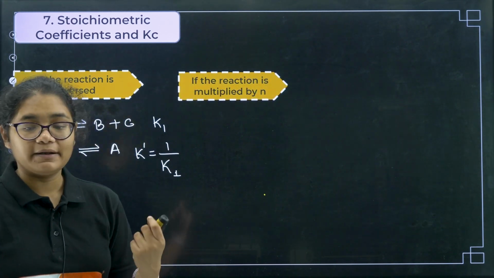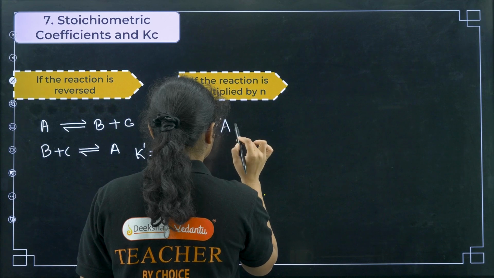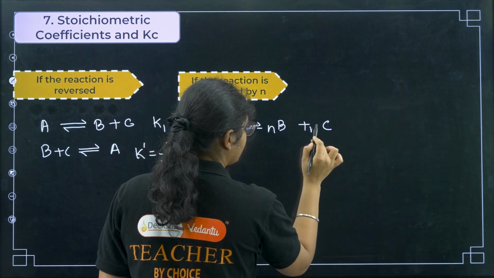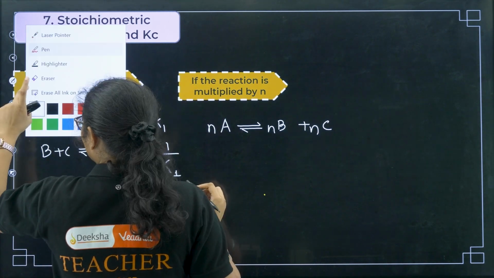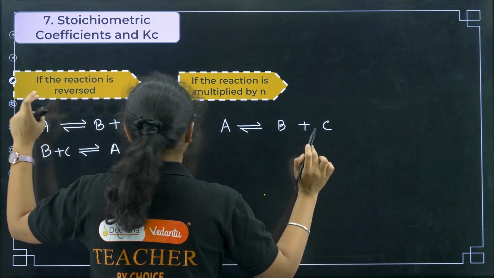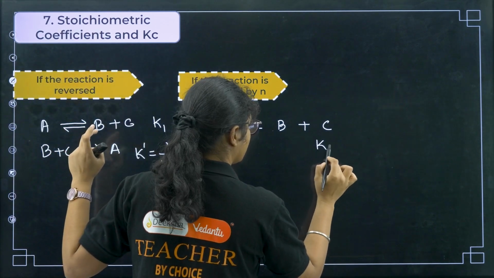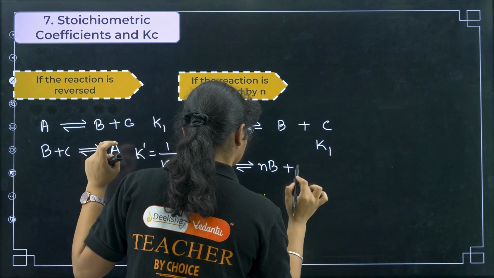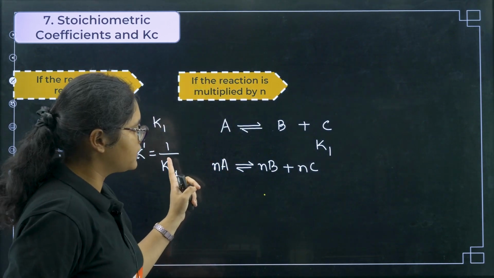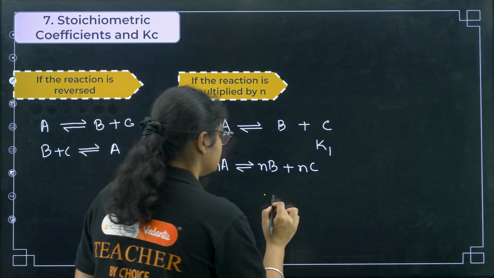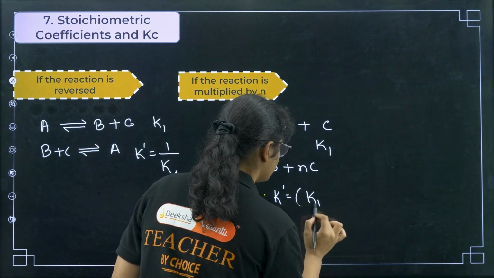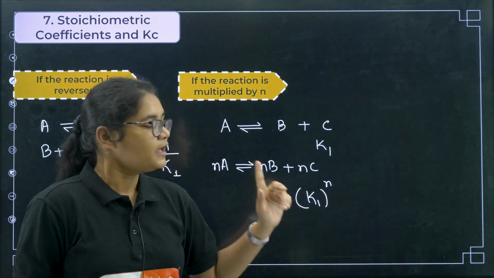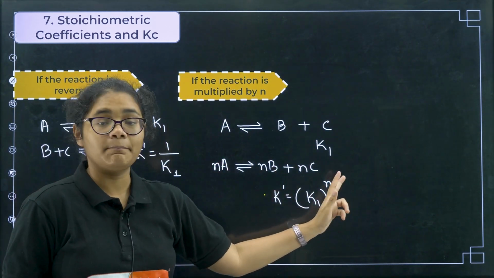If the reaction is multiplied by N. Suppose you have A giving you B plus C, and you have NA, NB and NC. This reaction is there, the same reaction, and its equilibrium constant is K1. Now you multiplied N with that, so we have NA giving you NB plus NC, right? So you have multiplied the whole equation with N. In that case, the new K dash value will be K1 to the power of N. This is very important. Many times you make the mistake, you multiply N with K1. No, the number that you have multiplied here will go as a power for K1.